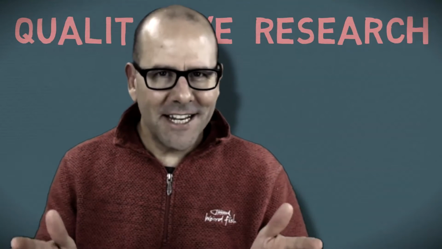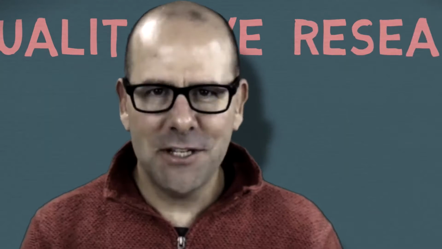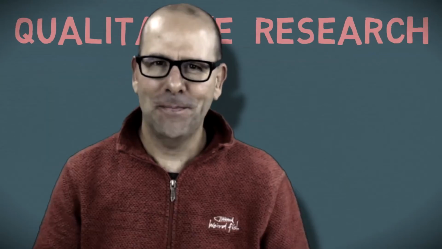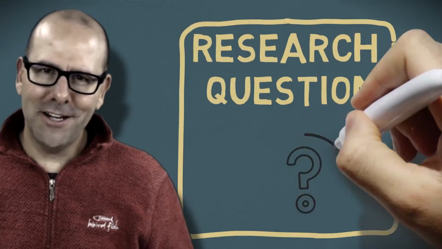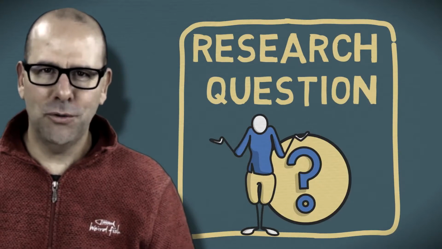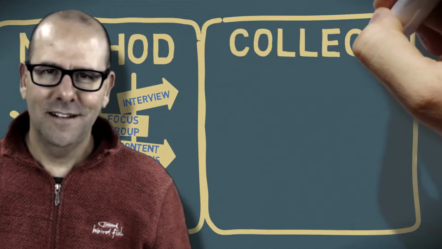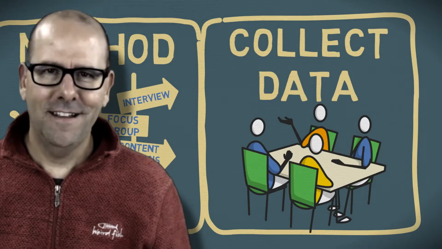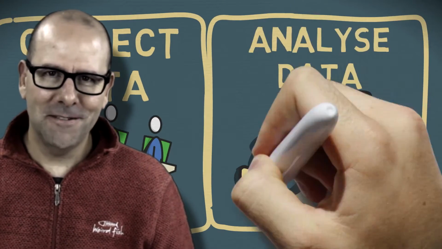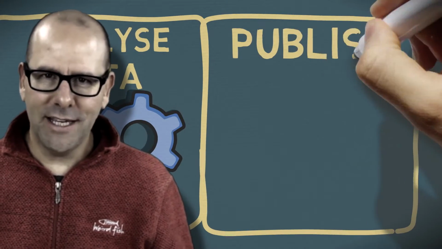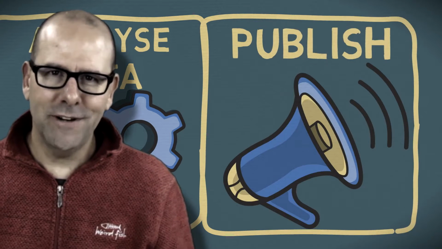So to do qualitative research, you need to take 5 steps, and I'm going to walk you through each of those today. Number 1, define your research question. Number 2, identify the appropriate research method to answer that question. Number 3, collect data. Number 4, analyze the data. And number 5, communicate, so write up or present your research findings.